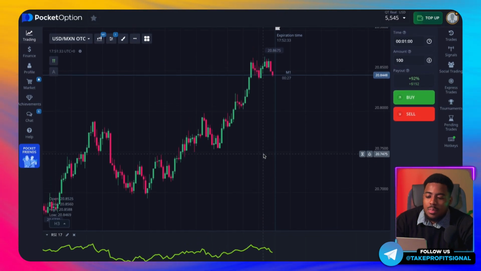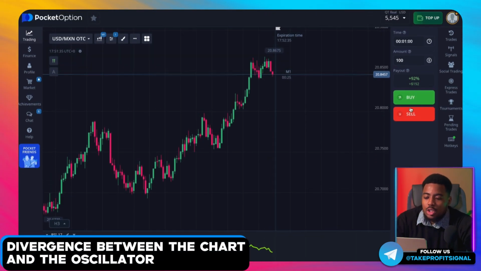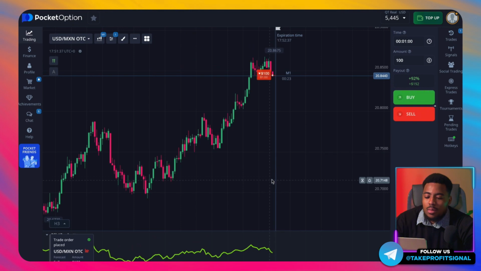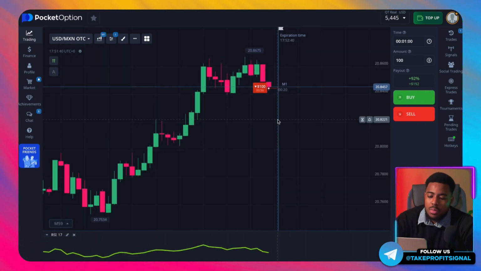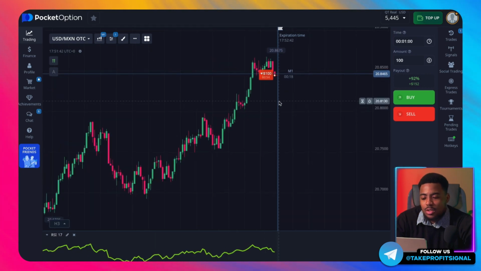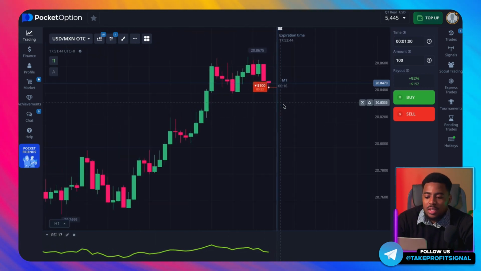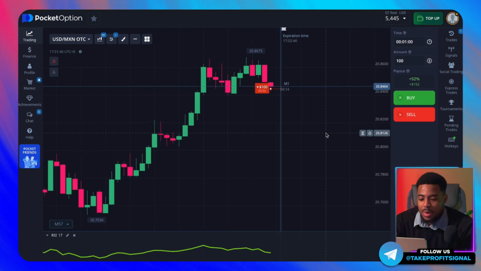So we will be looking for a divergence between the chart and the oscillator. Right now, the divergence has already worked itself out. But since I see a trend reversal here, I will open a down trade. Look at what I mean by divergence.